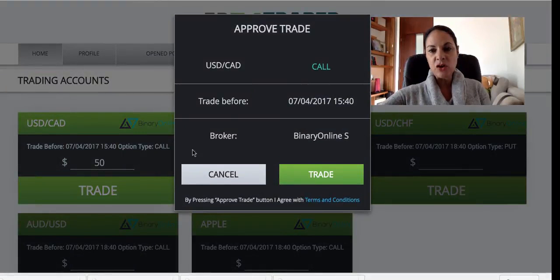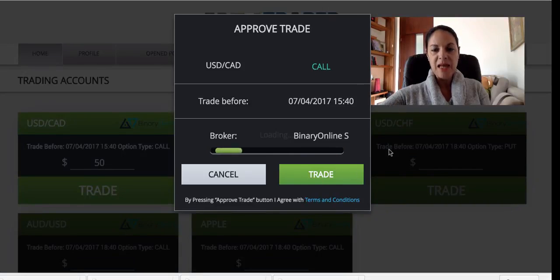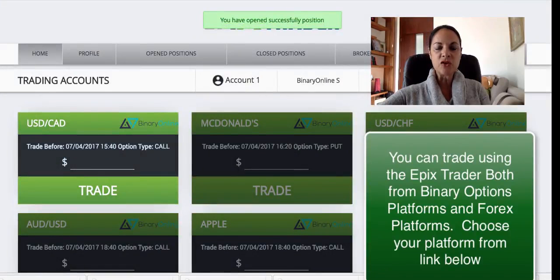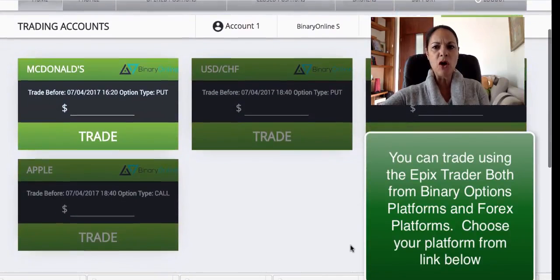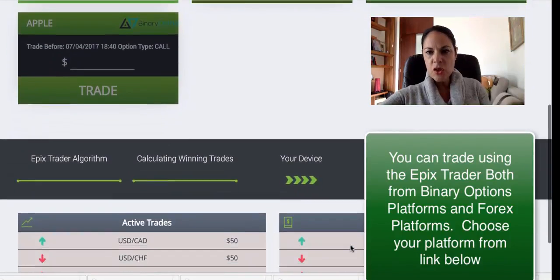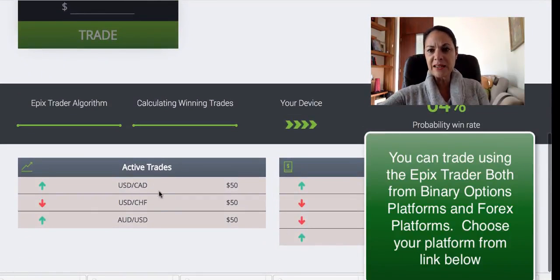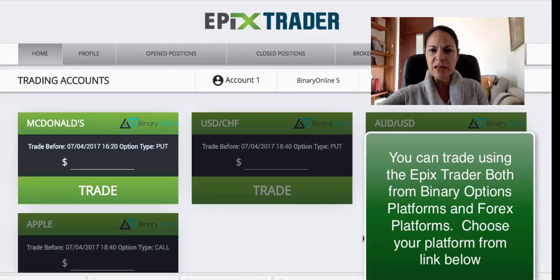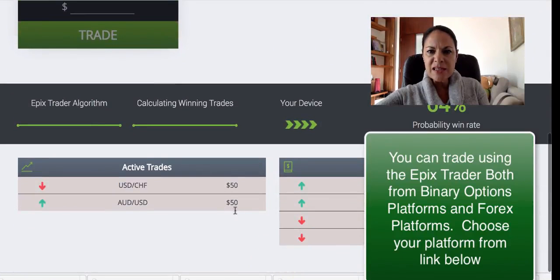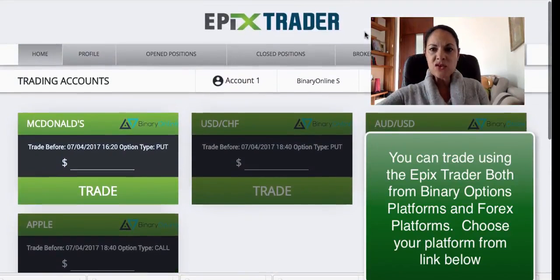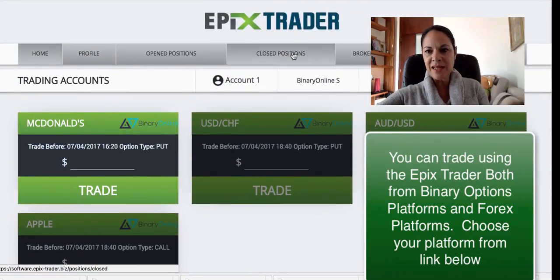I would like to remind you, whilst we're taking this trade, that Epix Trader is working not just on binary options, but it's also working on Forex. I will be trading on the Forex platform later on as well, in order to see how our probability win rate is. As you can see, we have 3 open trades this time, because this is also reflecting the US dollar Canadian, which seems to have flown off the page. So actually, the US dollar Canadian has already been won, and that was an extremely short-term trade.